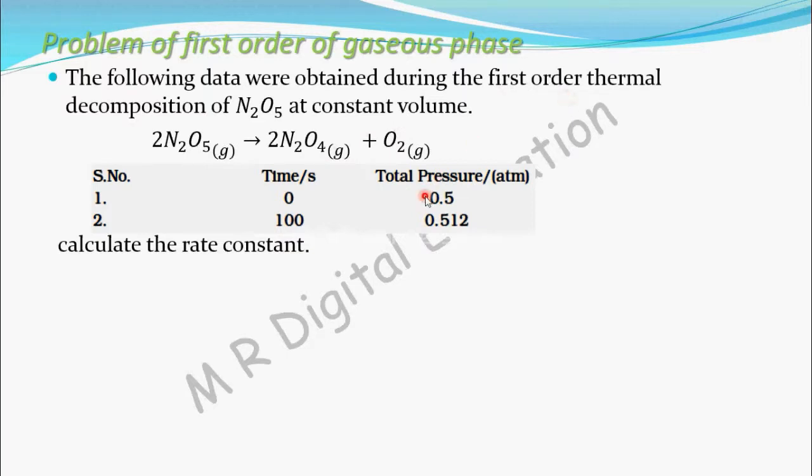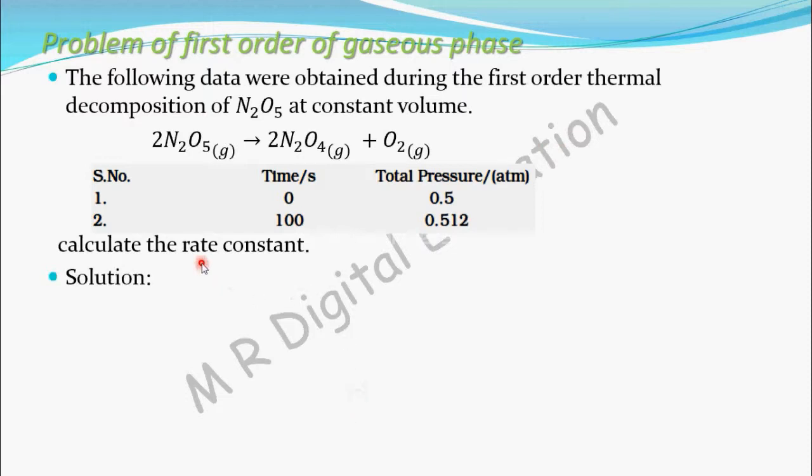See what he has given in this table. This is time and this is total pressure. At time t equal to 0, he has given total pressure as 0.5 atmosphere, and at time t equal to 100 seconds, he has given time in seconds. At time t equal to 100 seconds, total pressure he has given as 0.512 atmosphere. From this data we have to calculate the rate constant.